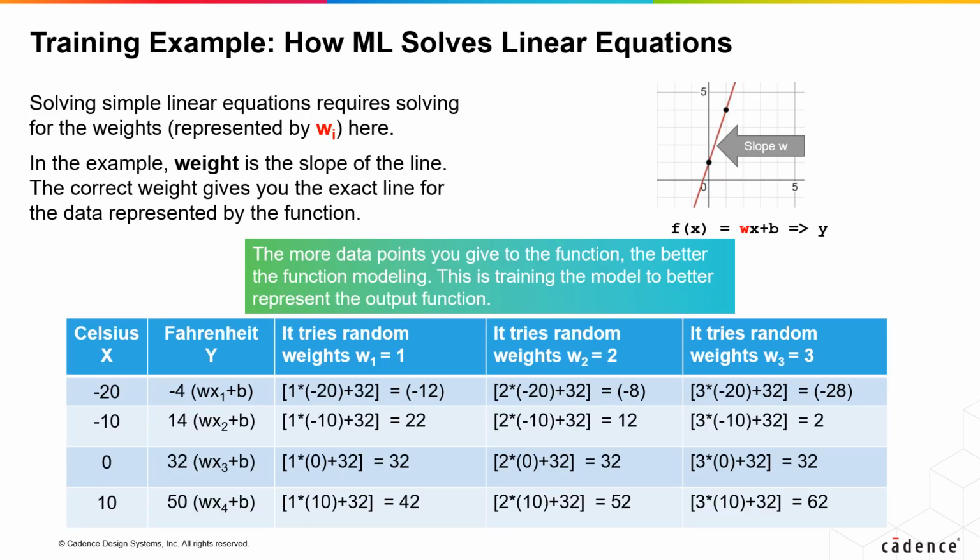In the example, weight is the slope of the line. The correct weight gives you the exact line for the data represented by the function. After trying a few random weights, you'll notice that the weight of 2 is closest. You can then move into fractional values to arrive at y equals 9/5 x plus 32, which is how you convert Celsius into Fahrenheit. Therefore, even known functions can be verified using neural networks.